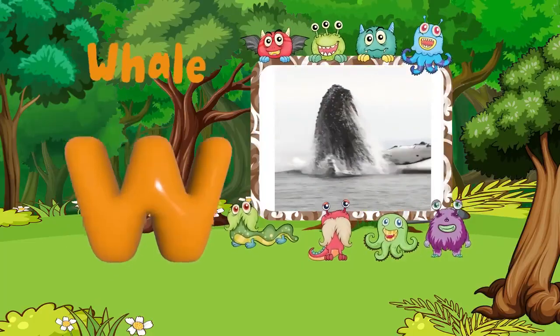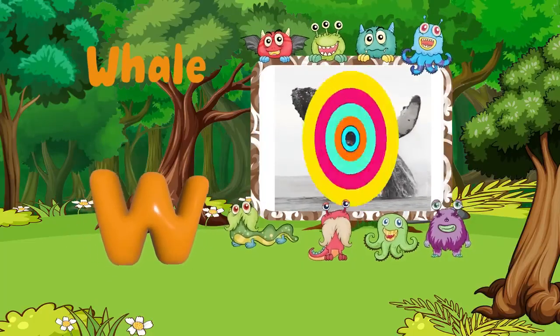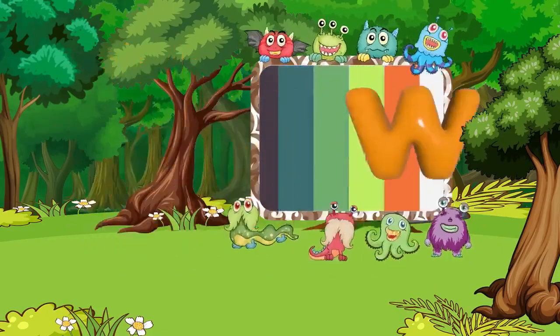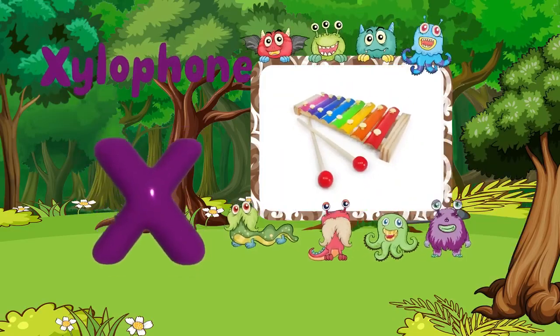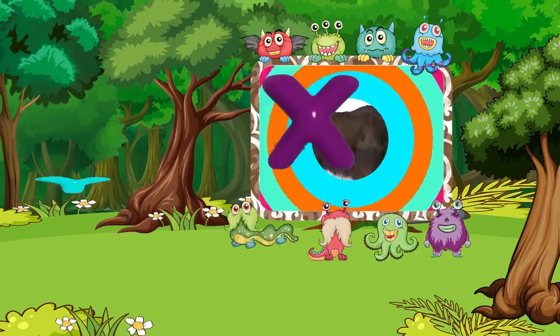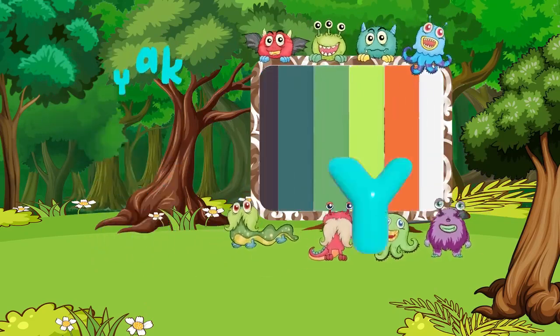W is for whale. W, whale. W is for whale. X is for xylophone. X, xylophone. Y is for yak. Z is for zebra.